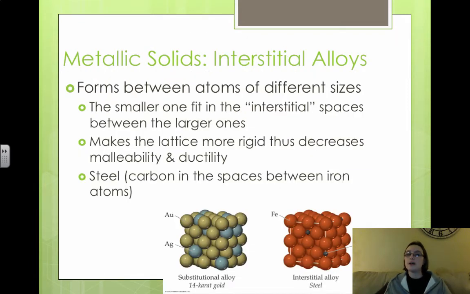So the first type of alloy that we're going to look at are the interstitial alloys. The interstitial and substitutional alloys, both of these are homogeneous mixtures, which is also called a solid solution. And what that means is the components are dispersed randomly but uniformly. So again, substitutional and interstitial alloys are homogeneous mixtures.